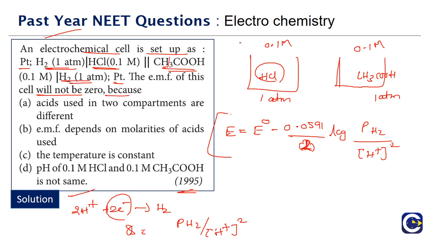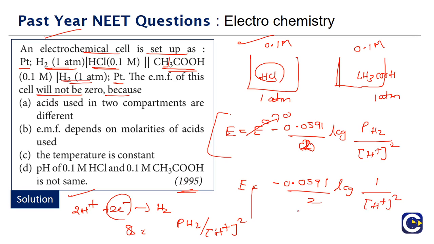Now on LHS we have the hydrogen electrode, RHS also we have a hydrogen electrode. E naught value of the hydrogen electrode is 0. Which means on LHS side, what is the electrode potential? E will be equal to minus 0.0591 by 2 into log of pressure of H2, which is 1, divided by H plus squared. Now the LHS side and RHS side, if you look at it, the H plus will be coming from HCl in the LHS side. HCl is a strong acid.